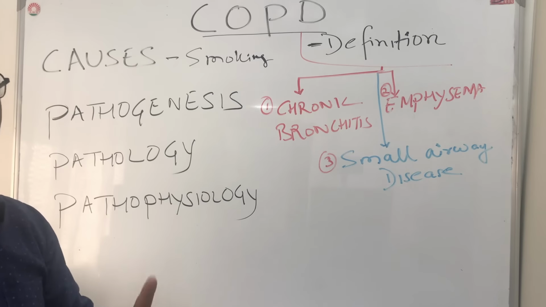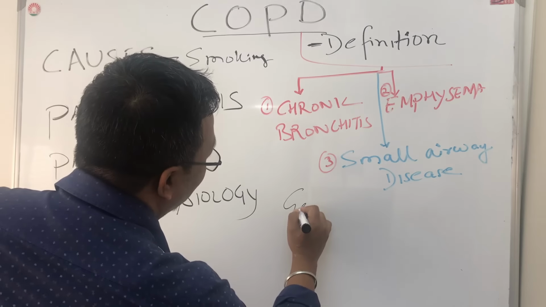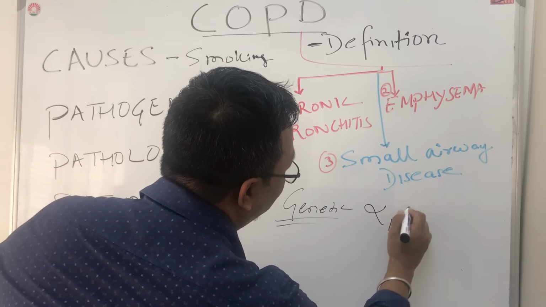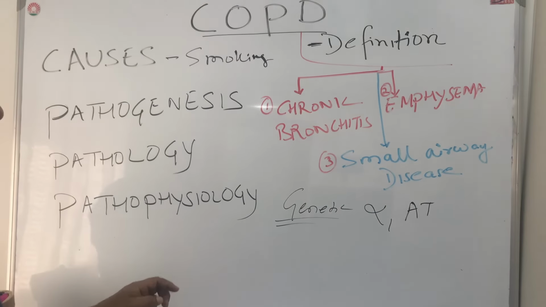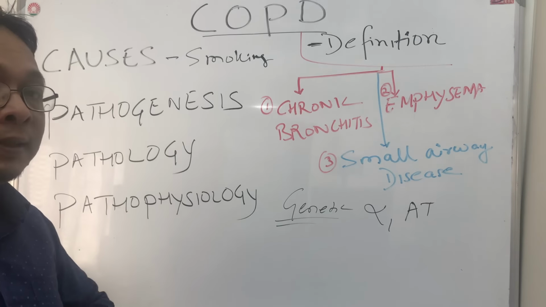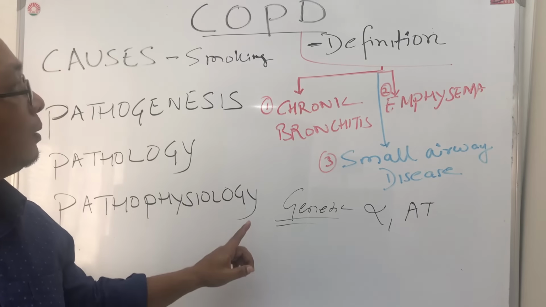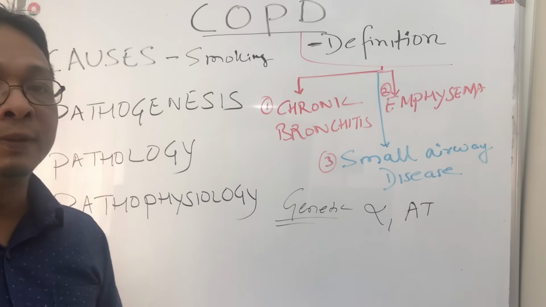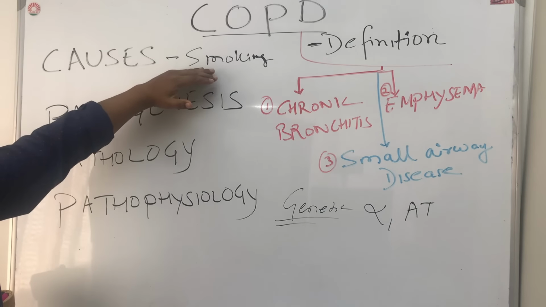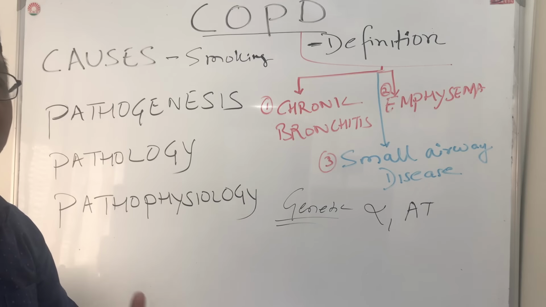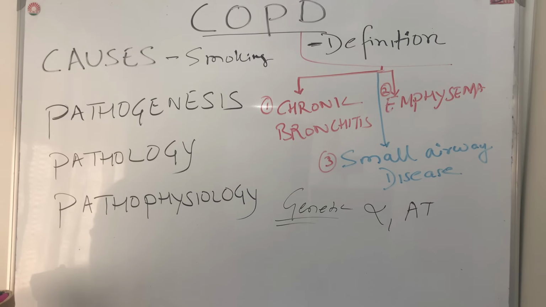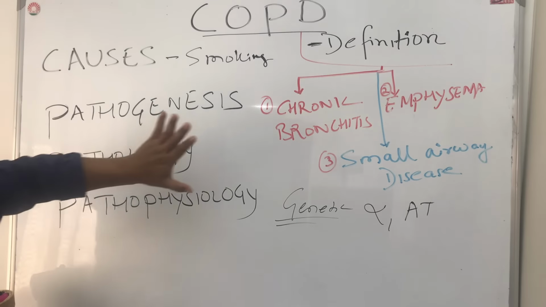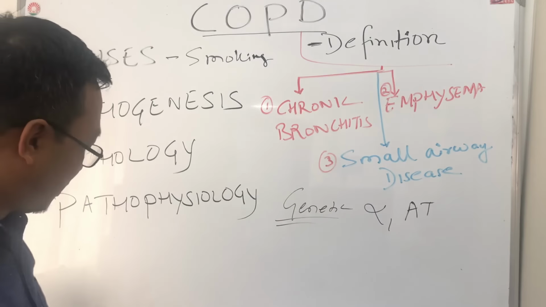Along with that, there is also a genetic factor, that is people who are genetically deficient in alpha-1 antitrypsin, which we'll discuss later. But remember one thing, only 1 to 5% of people have COPD due to genetic causes. Alpha-1 antitrypsin deficiency is less common than smoking, environmental pollution, or occupational exposures. So before going to pathogenesis, pathology, and pathophysiology, let's understand a little bit what bronchitis is and what emphysema is.